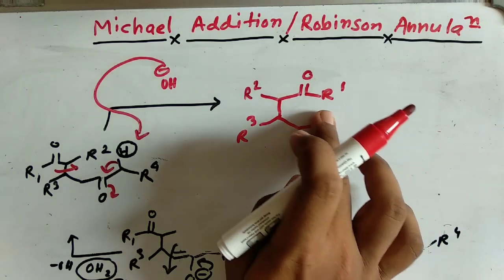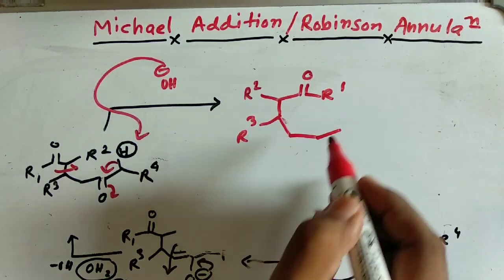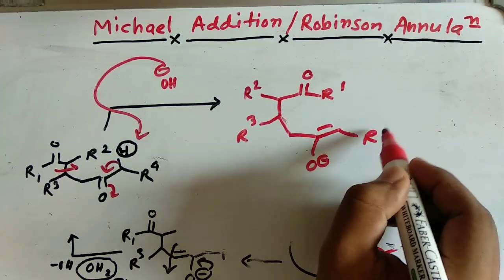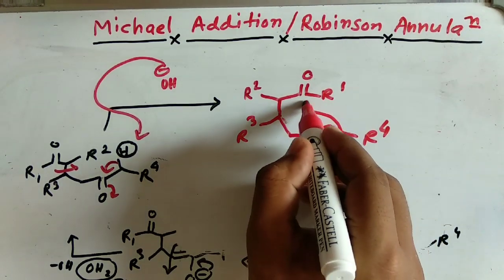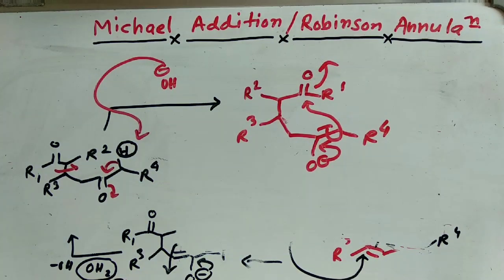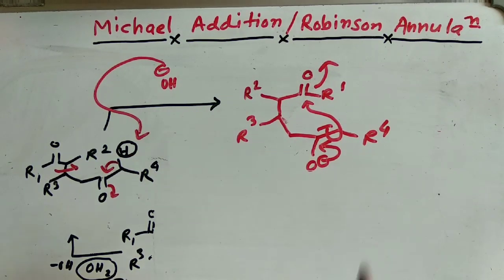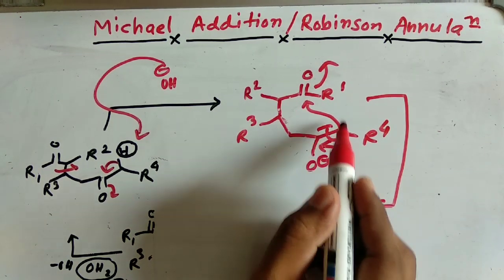Let me draw like this. So this is O minus, this is double bond, and this is R4. So after this kind of reaction will occur, this is about the Robinson annulation. So now what will be the product? The product will be, with 1, 2, 3, 4, 5, 6 numbering.